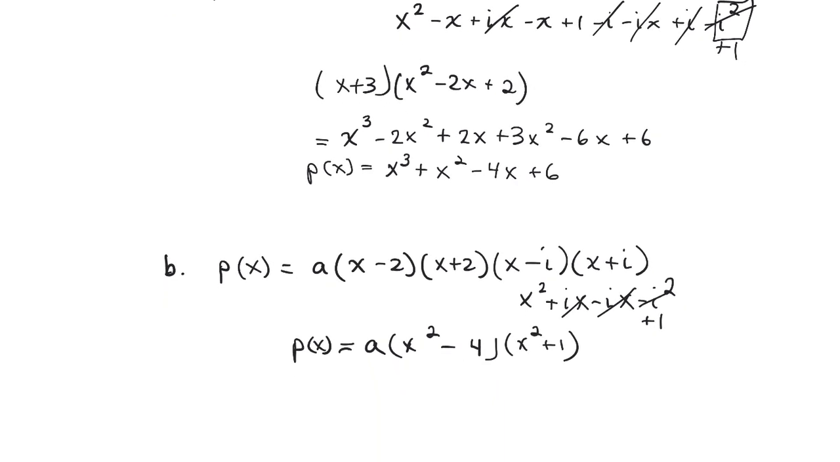Now if we multiply the x squared minus 4 and the x squared plus 1 together, we get a times x to the 4th, and let's see if we can do this. We're going to have an x squared and a negative 4x squared, so that's negative 3x squared. And then we have a negative 4 times positive 1, which is negative 4. Now, I wouldn't distribute the a at this point.